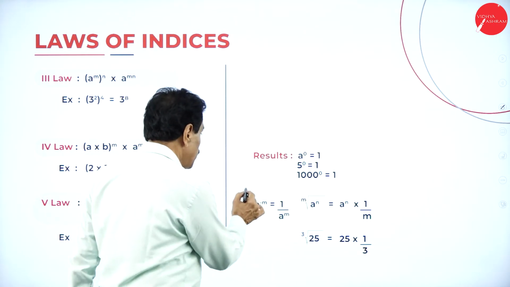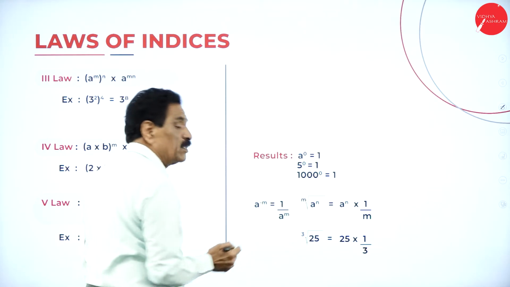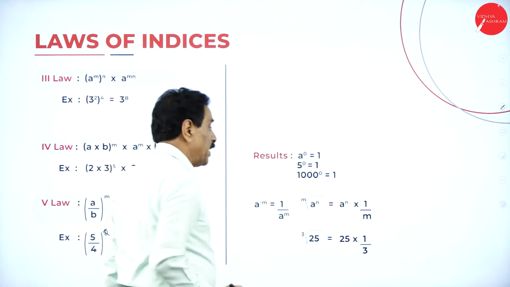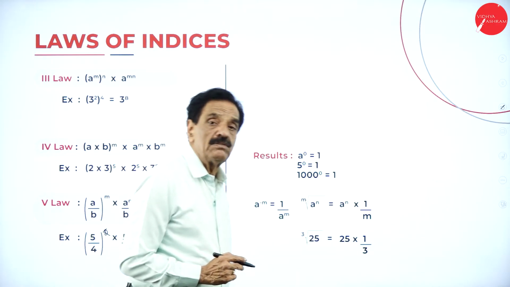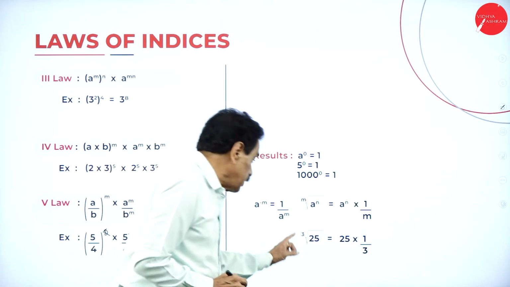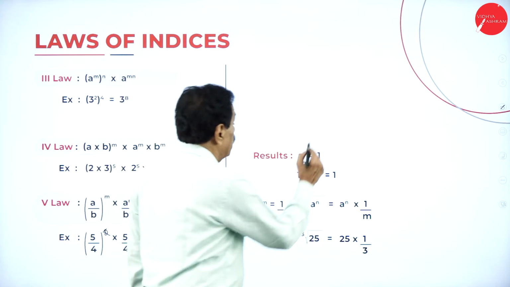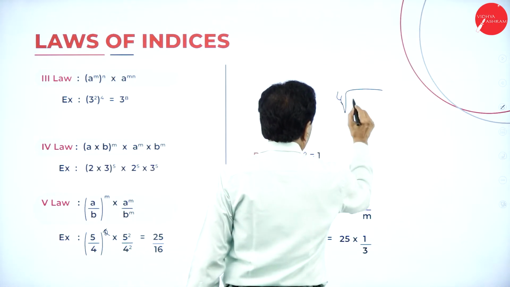Then, a to the power of minus m can be written as 1 over a to the power of m. So, the mth root of a to the power of n is a to the power of n divided by m, that is a to the power of n by m. For example, the cube root of 25 into 1 by 4, and everybody say 4 cube of 8.